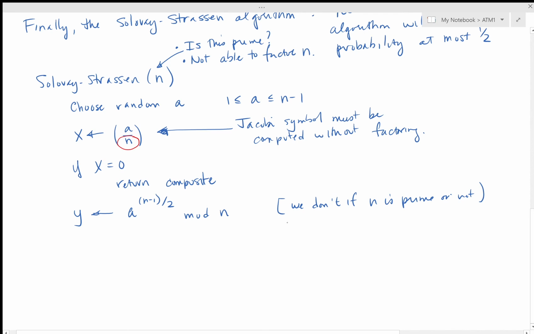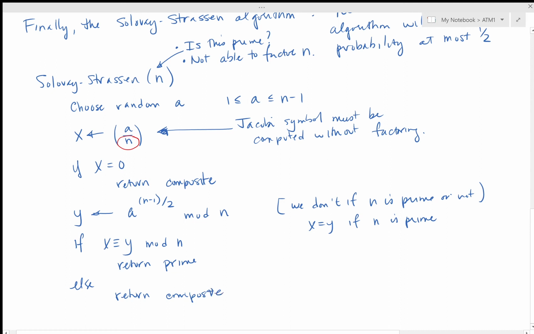What we do know is this: x will equal y if n is prime. That's for sure. Also, sometimes x will equal y when n is not prime. That's if we have hit on a pseudo prime a, so n would then be a pseudo prime to the base a. So we check if x is congruent to y mod n. And if it is, we return prime. Otherwise, we return composite. And then our algorithm ends.